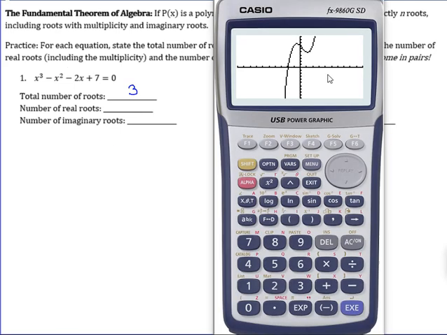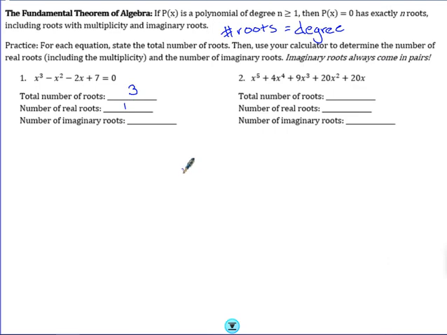Okay, so there's our picture, and I only see one place where this graph touches the x-axis. So that means it has one real root and two imaginary roots, because these numbers have to add up to this. The thing about imaginary roots is they always come in pairs. So your number of imaginary roots always has to be an even number: 2, 4, 6, 10,000, doesn't really matter. It just has to be an even number because they always come in pairs. All right, so I want you to try this one right here. Graph it, and then see if you can figure out all of these answers.